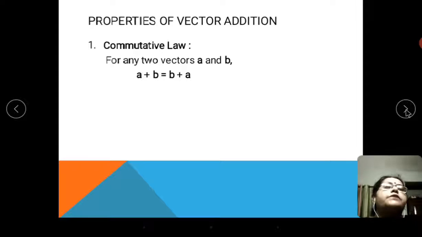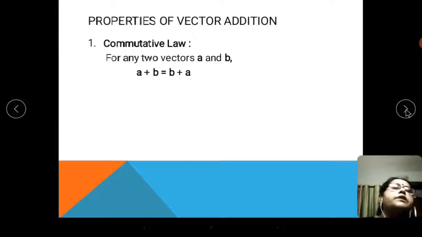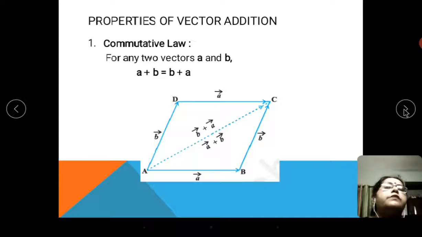The first one is a very important and interesting property, that for any two vectors A and B, A plus B is equal to B plus A. That means the order is not important. We can play around with the vectors in any order. And why is it so? We can understand that from this figure.